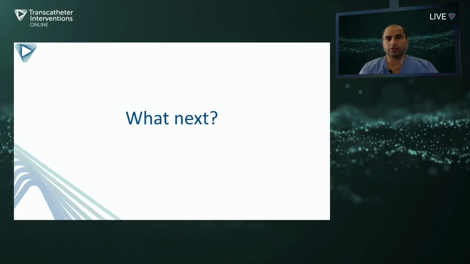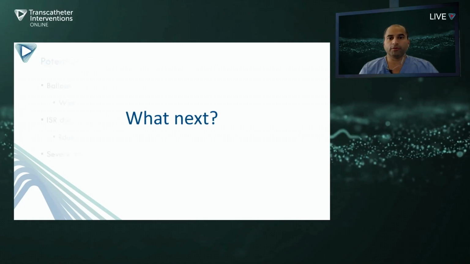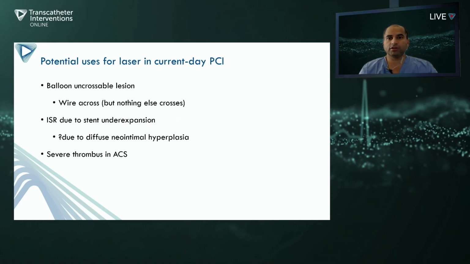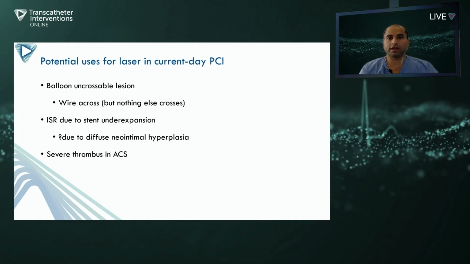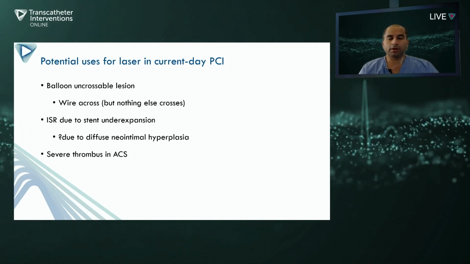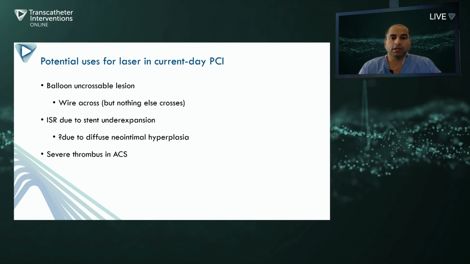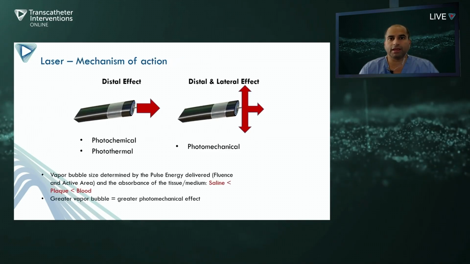And so this is a perfect situation where the use of laser atherectomy could be helpful. Now, I'll talk a little bit about how laser works, but first, a few things about laser atherectomy in current day PCI. Number one, this is an ideal situation, a balloon uncrossable lesion with a wire across. There are other areas where you could use laser, in-stent restenosis due to underexpansion, and potentially severe thrombus, but I'm not going to go into those for the course of today's talk.